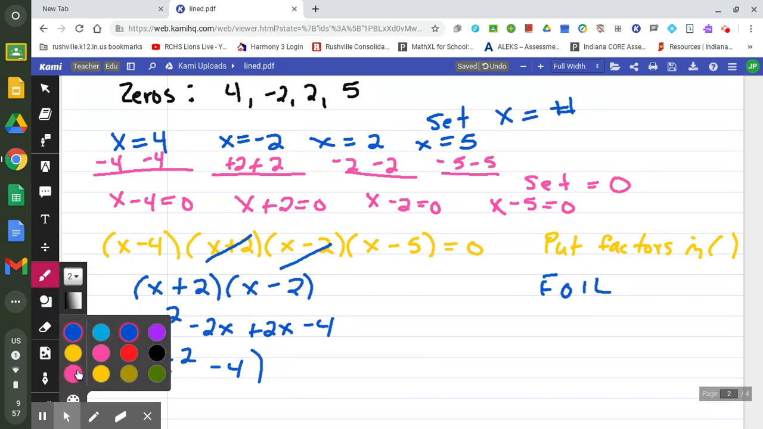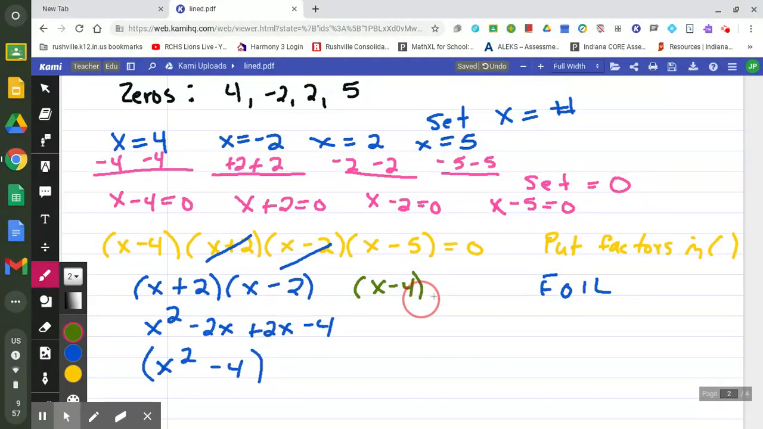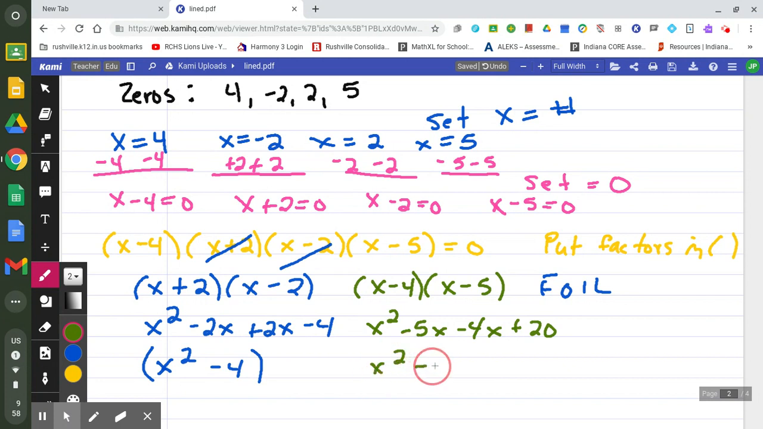So I'll do those in green. So right here, I will FOIL the x minus 4 and the x minus 5. So that gives me x squared minus 5x minus 4x plus 20. And then that simplifies to x squared minus 9x plus 20.